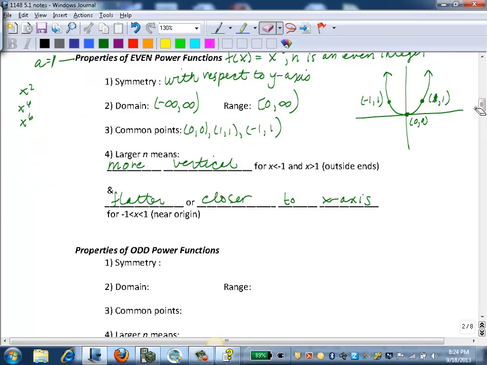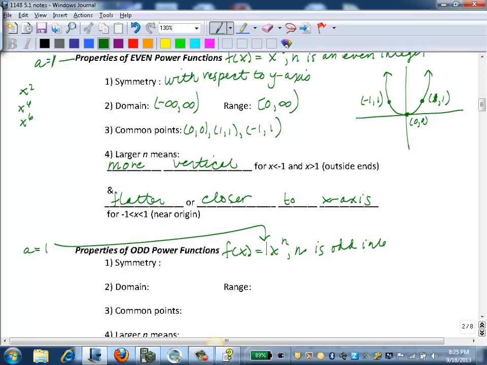Similarly, if we look at odd power functions, same form, f of x equals x to the n, so you've got again that a value of 1, that coefficient is 1, and since it's a polynomial function, we know n is a non-negative integer, and in this case, n is an odd integer. So examples of odd power functions, x cubed, x to the 5th, x to the 7th, etc.